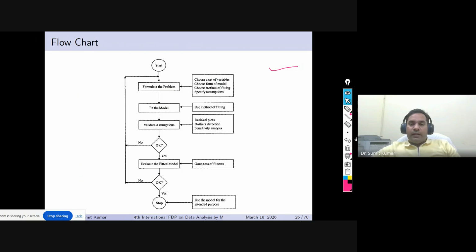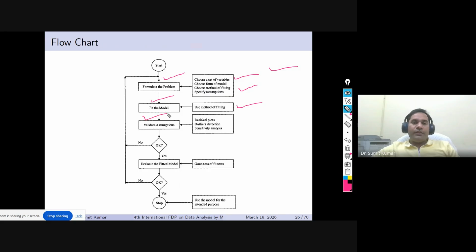This is the basic method of how the regression works. First of all, you have to formulate the problem. You have to choose a set of variables, choose the model, and choose the method of fitting. Generally the least square method is used to fit the regression line or regression model. So first of all, you have to define which one is the dependent variable and which is the independent variable. Then you have to fit the model by using the ordinary least square method, or MLE, or some other methods.